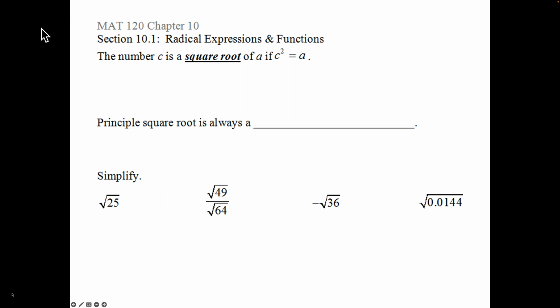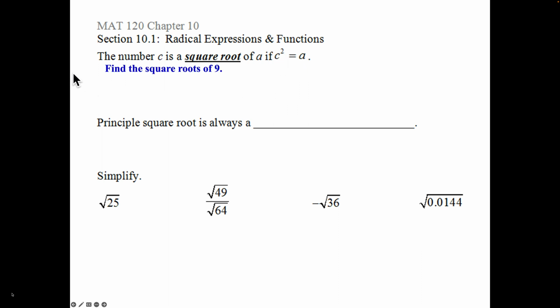All right, starting chapter 10, looking at 10.1 and 10.2 today, we're going to look at radical expressions and functions. Radical means you're going to see that square root symbol. That's our radical symbol. You can see that down at the bottom of the slide here. So a number C is a square root of A if you square the C and it's equal to A.